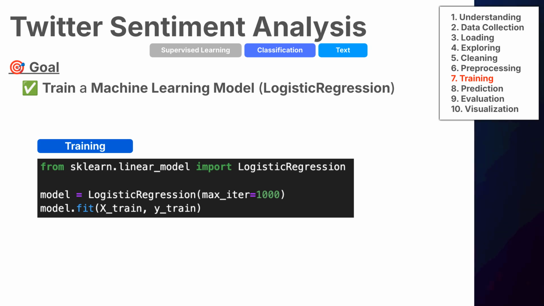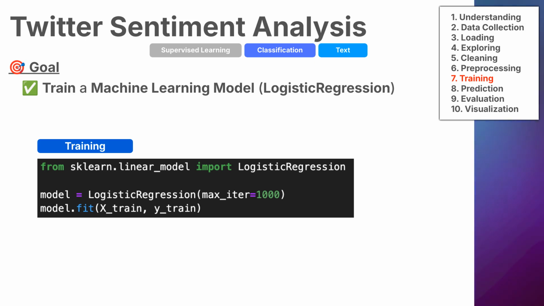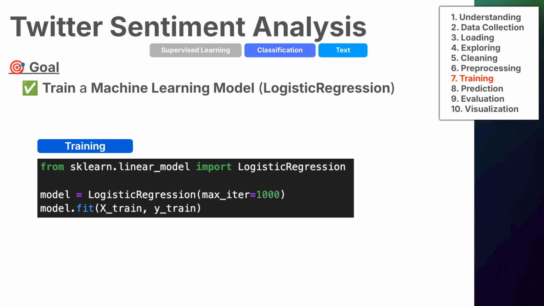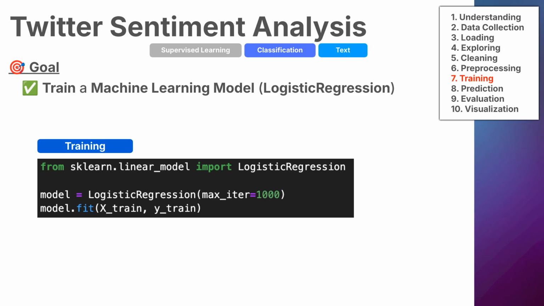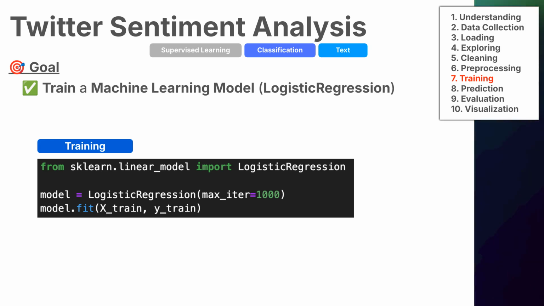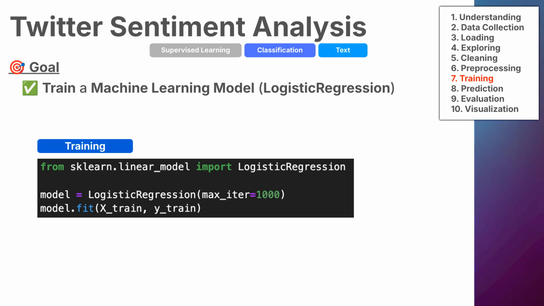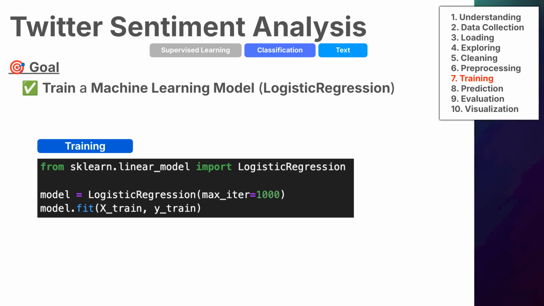max_iter=1000 sets the maximum number of iterations the model will try while optimizing. TF-IDF often results in high-dimensional data, so a higher limit like 1,000 ensures convergence. Then fit trains the model using X_train, which is the feature vectors for tweets, and y_train, which is the sentiment labels encoded as integers. During training, the model learns which patterns of words are most likely to correspond to each sentiment class.